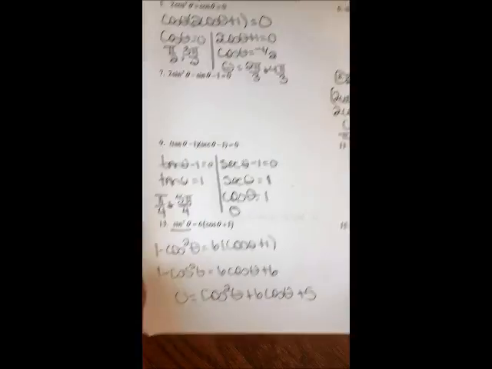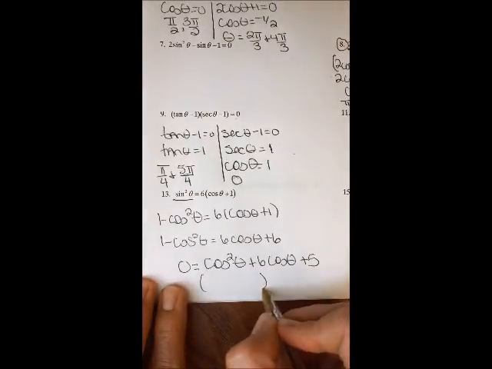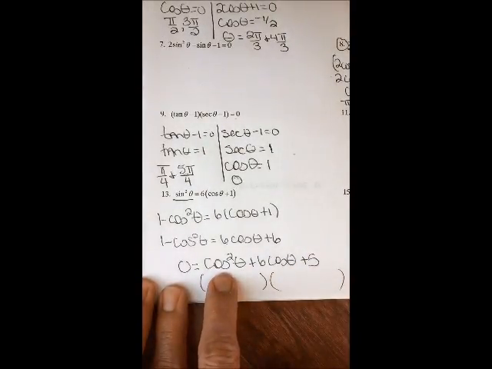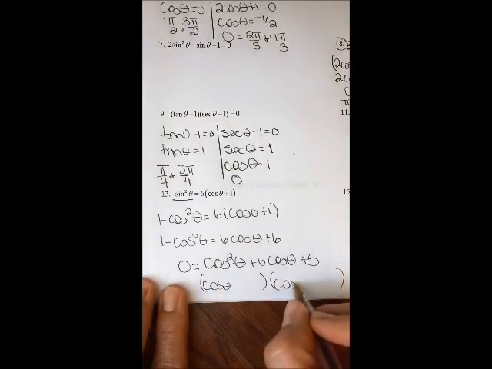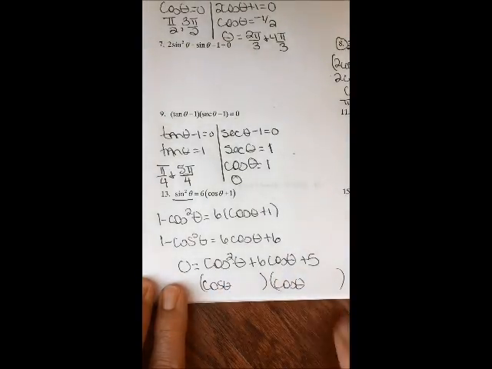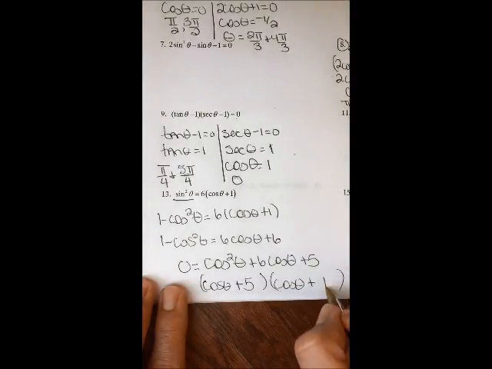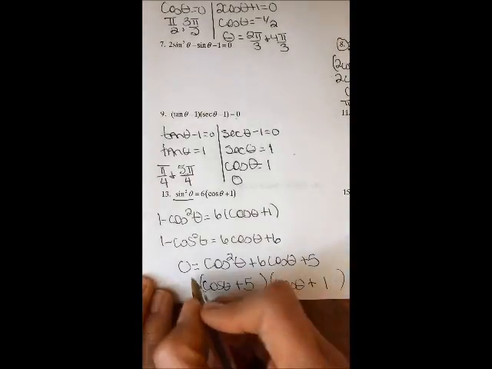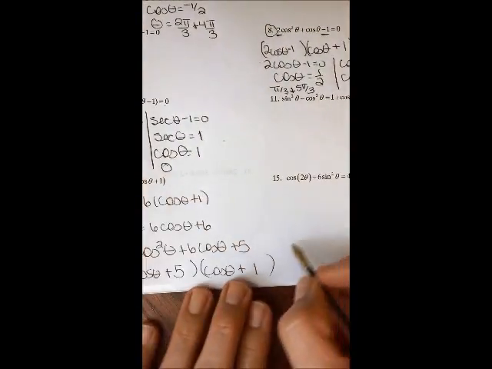From there, it's a lot like problem number 8. We're going to factor. I'm trying to figure out what can I multiply times itself to get cosine squared. Well, that's easy. Cosine and cosine. Then I have to figure out what can I multiply to get 5 that will still add up to 6. Well, 5 times 1 is 5, and 5 plus 1 is 6. So these are my two factors. So just like we did on problem number 8, we set them both equal to 0.